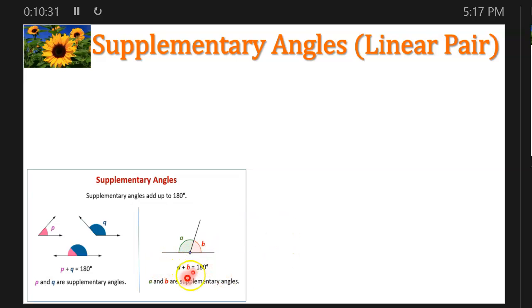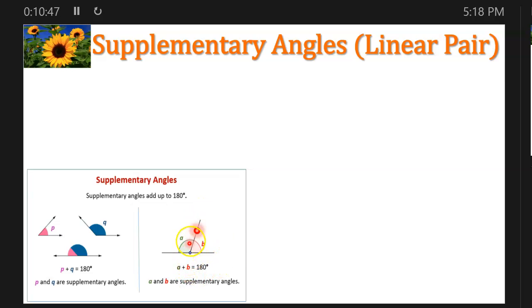And all lines are 180 degrees, okay? So straight lines always have, it's called a straight angle, and straight angles are always 180. Now these are two adjacent supplementary angles because they're right next to each other.